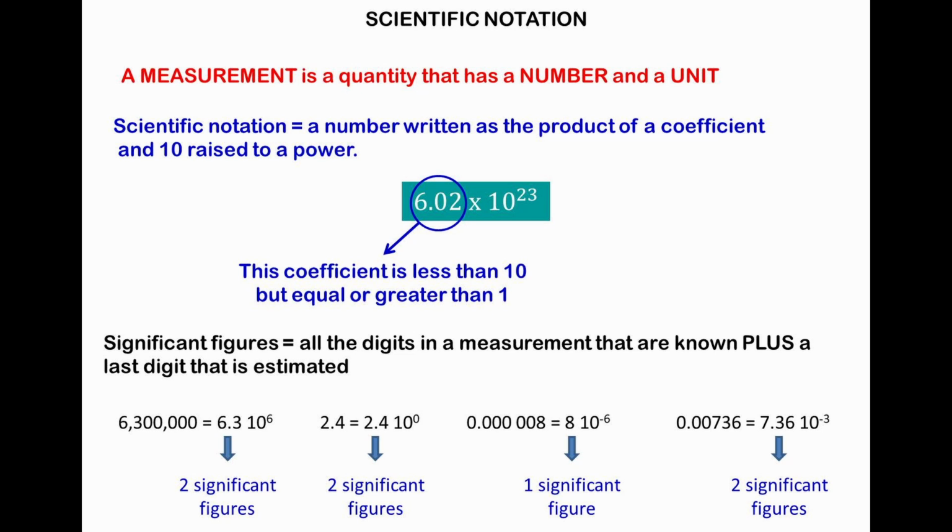In scientific notation, a given number is written as the product of two numbers: a coefficient less than 10 but equal to or greater than 1, and 10 raised to a power. The scientific notation is helpful in the determination of the number of significant figures. Significant figures are all the digits in a measurement that are known, plus a last digit that is estimated. Below are some examples of how to write numbers using the scientific notation.